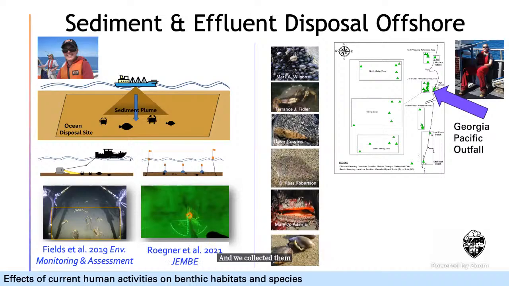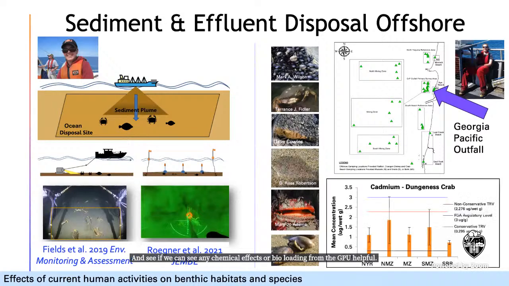We collected them and sent their tissues to a laboratory that is extremely high precision. They looked at 90 different parameters, so metals, DDT derivatives, PCBs, PBDEs, to see if we could see any chemical effects or bioloading from the GP outfall pipe. Here's just one of the 90 parameters, cadmium in Dungeness crab. Everything was well below this line, which is the FDA level of cadmium. Here is a non-conservative total recommended value, and then they were above this ultra conservative one.